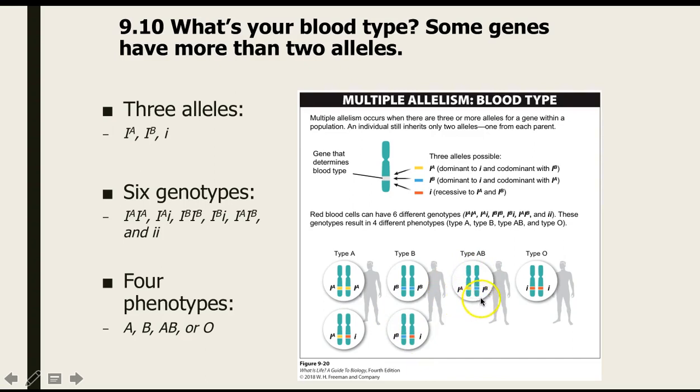Here's where the interesting thing comes in. If you have one A allele and one B allele, your blood type is AB. You're showing both, and that's why we say codominant. If you are type O, then you have little i little i, you're homozygous recessive. That would definitely be appropriate in this case. So there are four phenotypes: A, B, AB, and O.